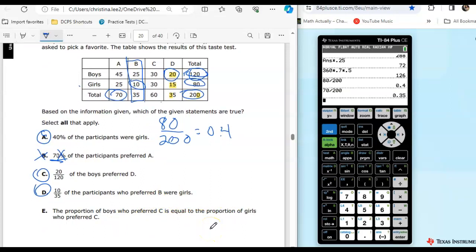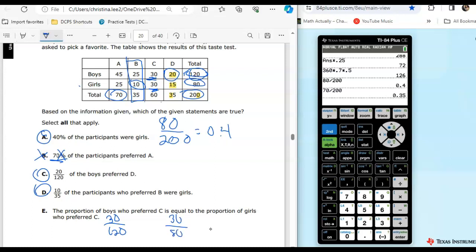Okay. And then letter E, the proportion of boys who preferred C is equal to the proportion of girls who preferred C. So the number of boys that liked C is the same as the number of girls who preferred C. And that is not the same as the proportion of boys. So the proportion of boys would be 30 out of 120 liked C, and the proportion of girls would be 30 out of 80 liked C.